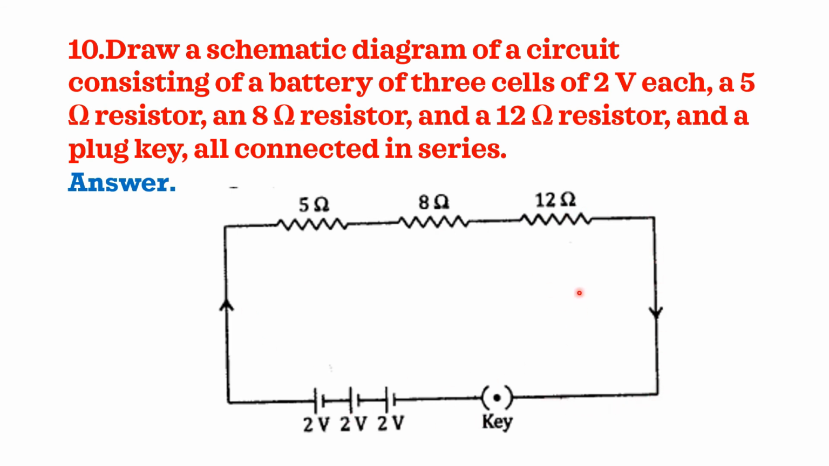This is the schematic diagram with the 3 cells of 2 volts each and the 3 resistors: 5 ohms, 8 ohms and 12 ohms. These are connected to the plug key using connecting wires.